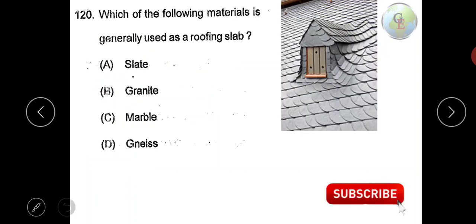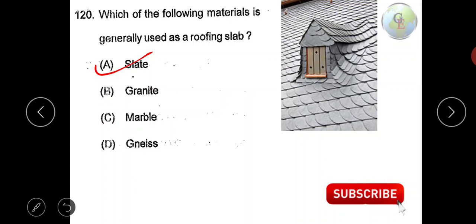Next question. Which of the following materials is generally used as a flooring slab? Here the answer will be slate. Here, as you can see, the roof is very nicely prepared with slate, and slate is a metamorphic rock with very fine grain size. Granite is a massive rock, so it is generally used as flooring, and marble is also used as flooring, and also in different statues and other structures. Gneiss doesn't have that much strength, so in building material it is better to avoid gneiss.